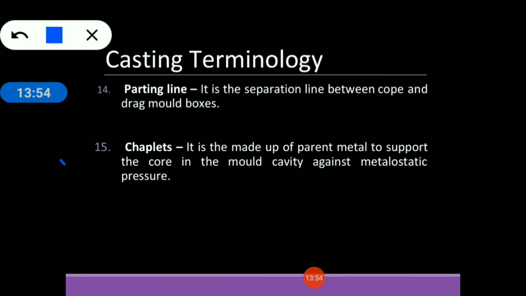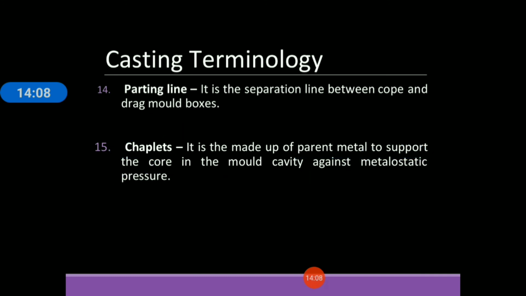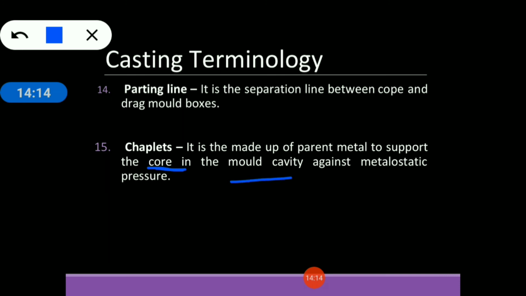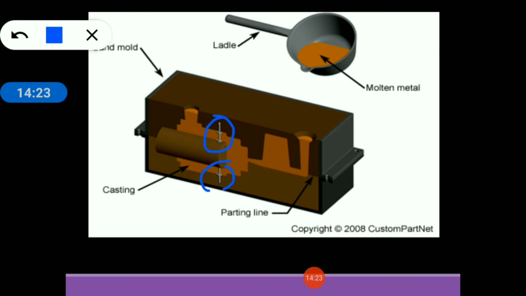And then the last is chaplet. So what is a chaplet? It is made up of pattern metal to support the core in the mold cavity against the metallostatic pressure. So chaplet is nothing but a small device which can support the core in the mold cavity against the metallostatic pressure. See in this figure, this small device is called a chaplet.